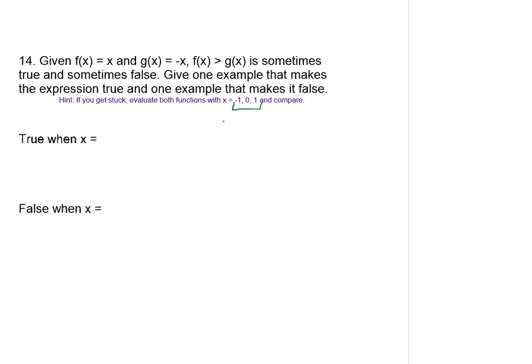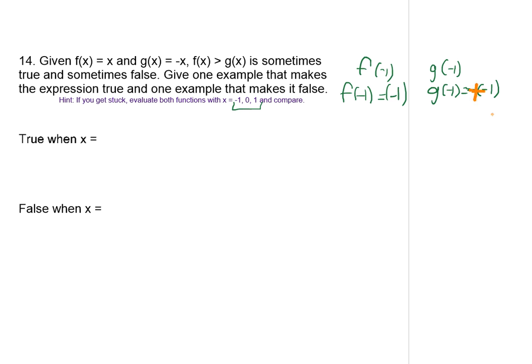Okay, so let's try this one first. Let's try f of x and g of x. So we're going to take f of negative 1. That means that f of negative 1 equals, let's plug in for x, negative 1. All right, now let's do g of negative 1. G of negative 1 equals negative, from the formula, parentheses, negative 1. Here we got to remember that a negative times a negative is a positive.